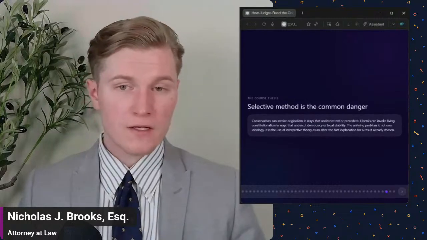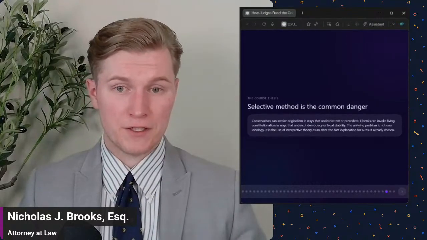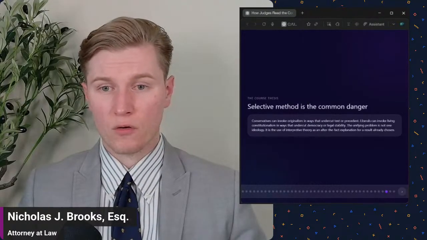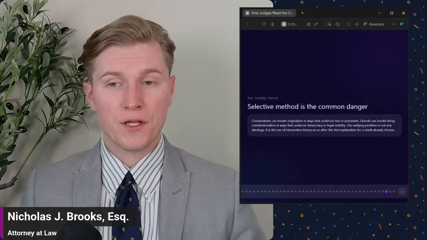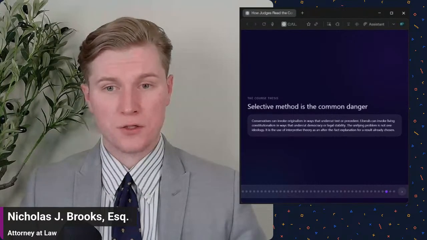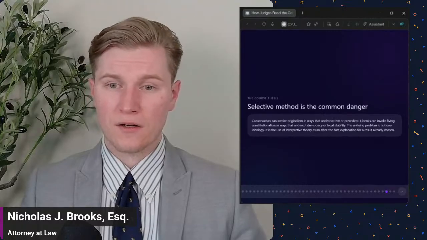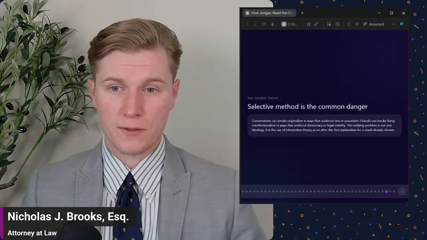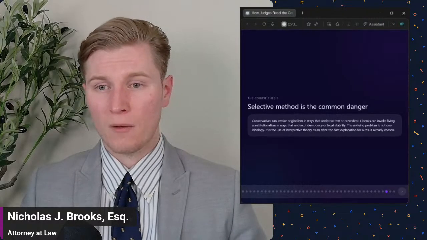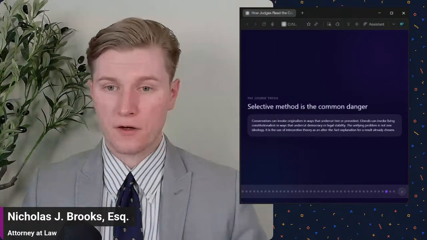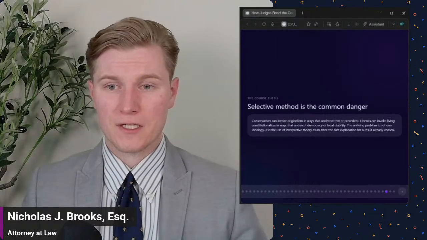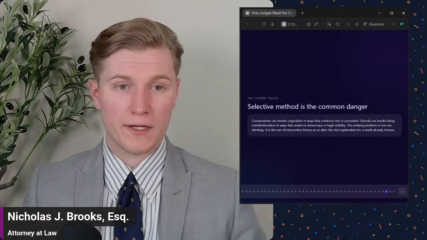So selective method is the common danger. Conservatives can invoke originalism in ways that undercut text or precedent. Liberals can invoke living constitutionalism in ways that undercut democracy or legal stability. The unifying problem is not one ideology. It is the use of interpretive theory as an after-the-fact explanation for a result already chosen.